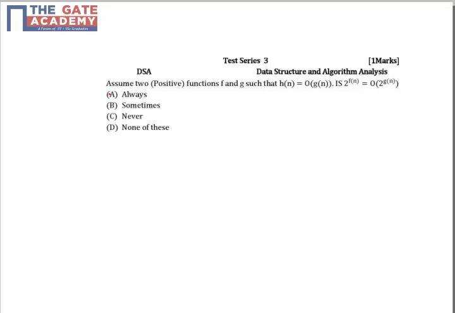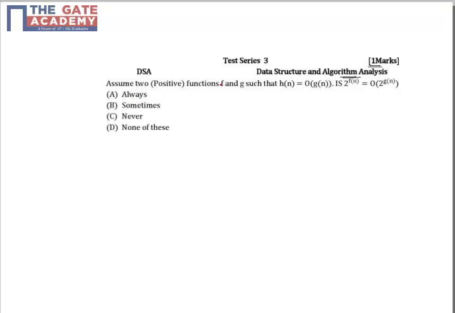Hello students. So this is a question from algorithm analysis and it is of 1 mark. And the question is, assume two positive functions f and g such that f of n equals big O of g of n. And the question is, is 2 power f of n equals big O of 2 power g of n? Okay.